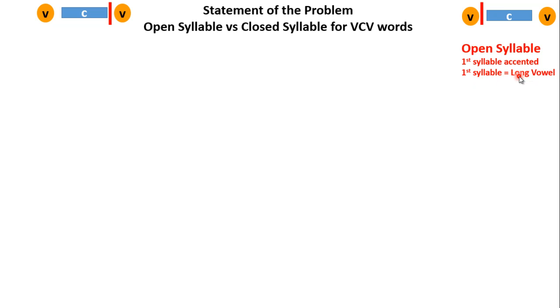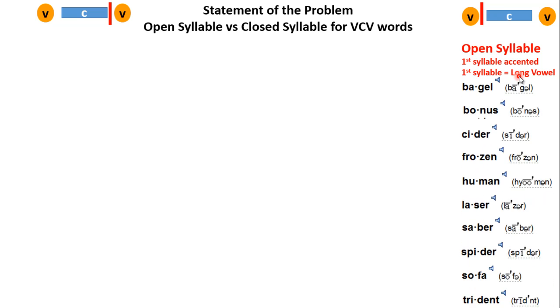Let's take a look at a few words that have this pattern. So here we have the cut between the vowel, consonant, vowel. So here's our cut. So this makes this long and accented. Bagel, bonus, cider, frozen, human, laser, saber, spider, sofa, trident.